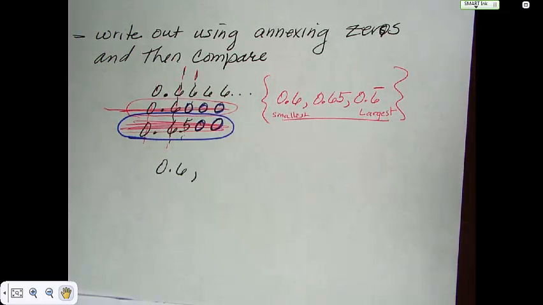Again, I say be sure that you pay attention to how you want them written, so that you don't lose points because you wrote them the opposite way.